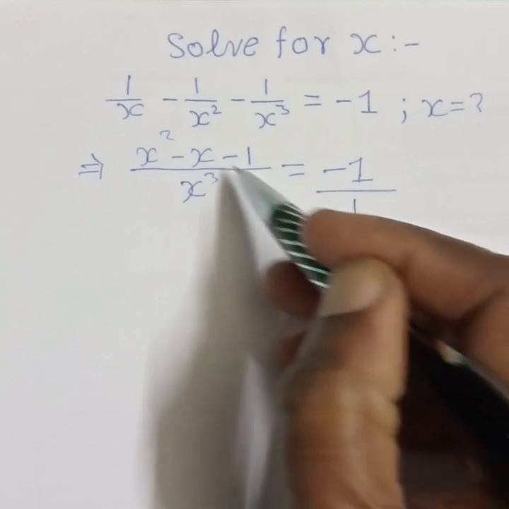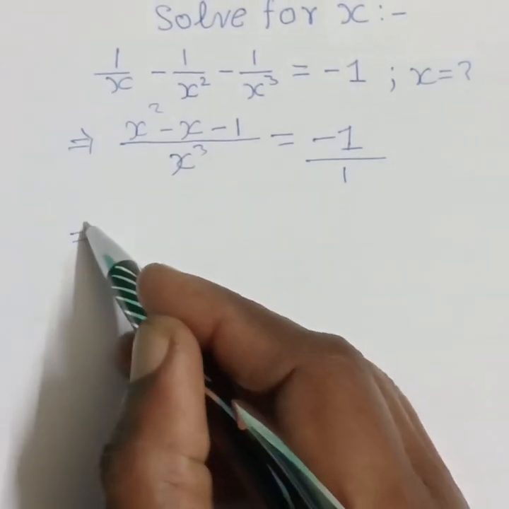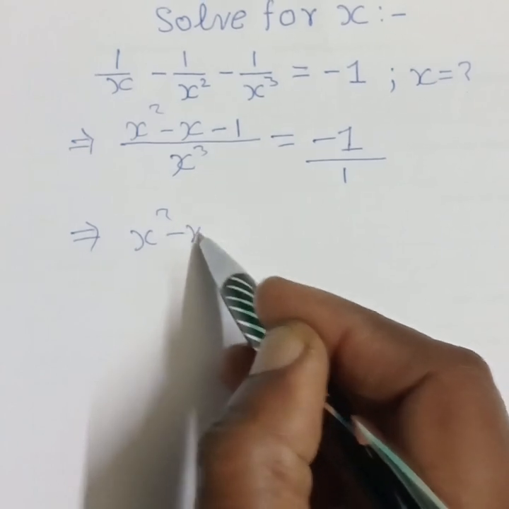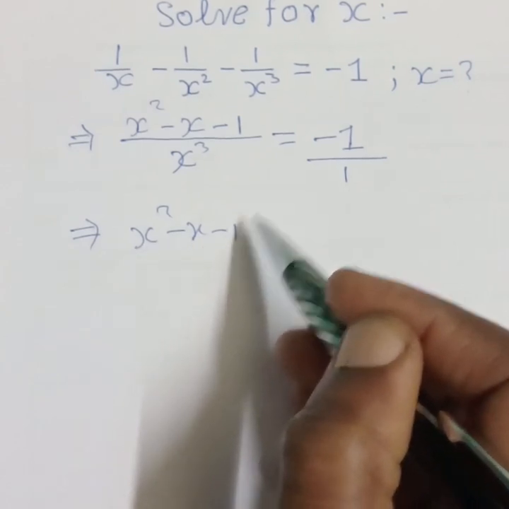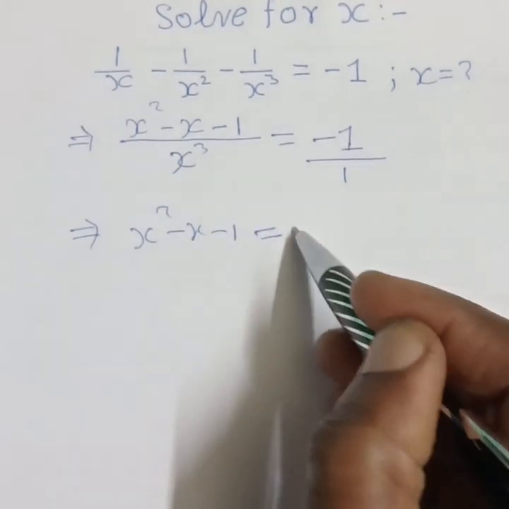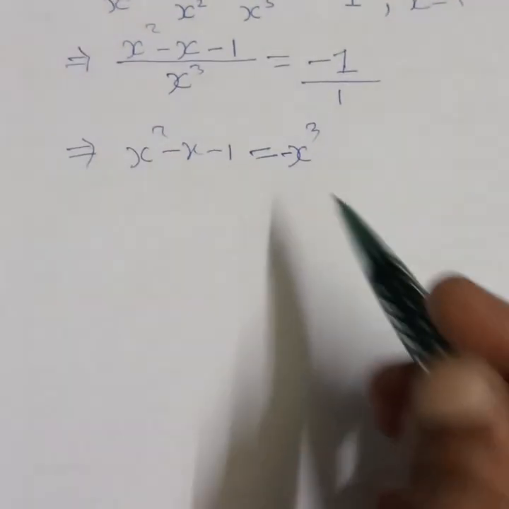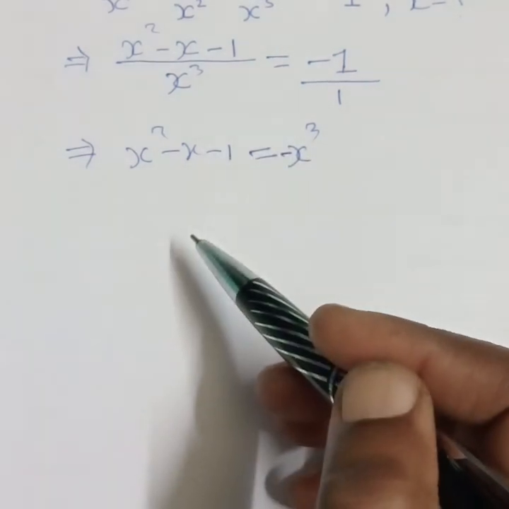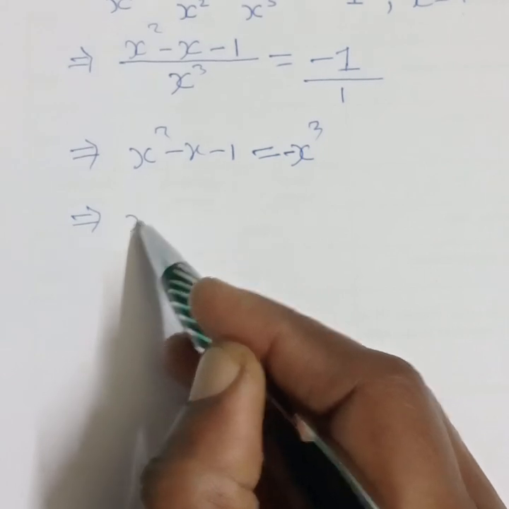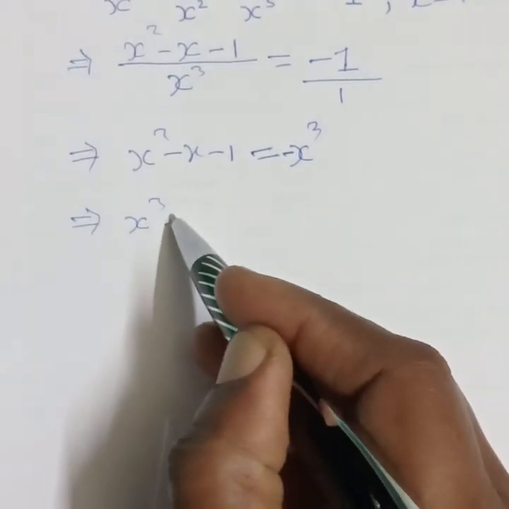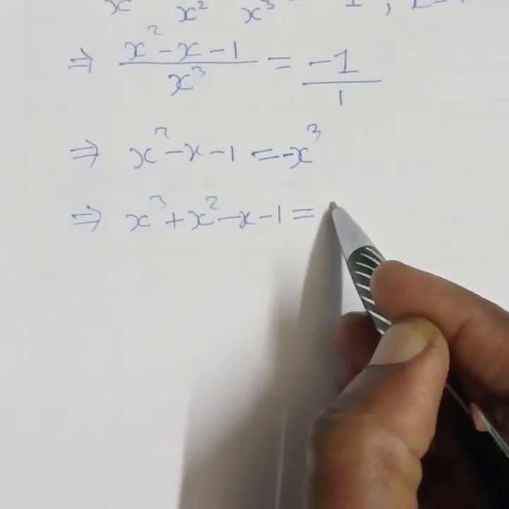Now we cross multiply. Then we get x² − x − 1 into 1 is x² − x − 1, equal to −1 into x³, which is −x³. Now −x³ moves to the right side, then it will be +x³, and here x² − x − 1 is equal to 0.